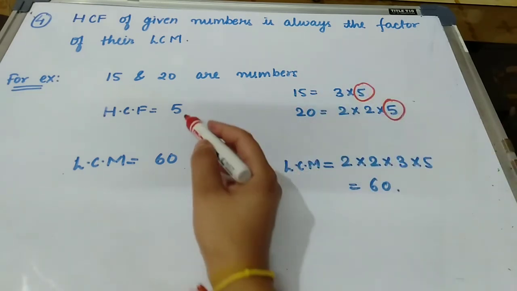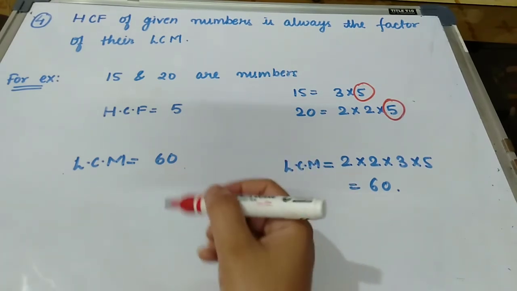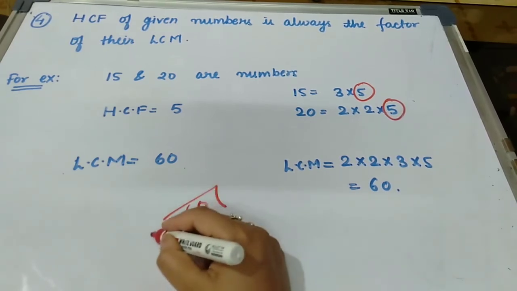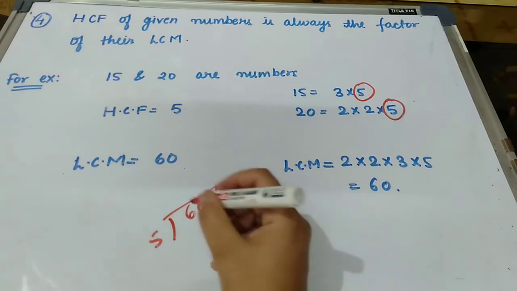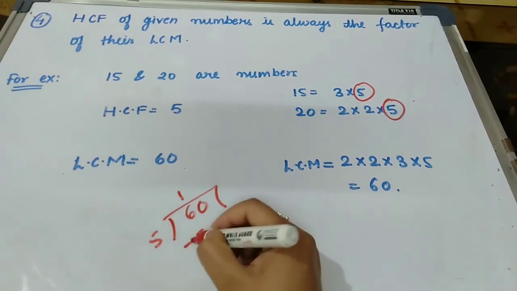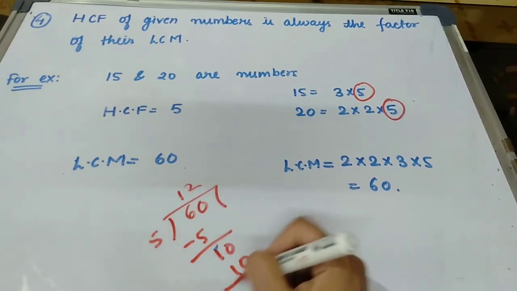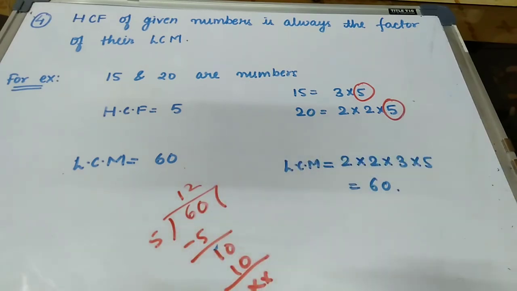Now let us see whether this HCF is a factor of 60 or not, a factor of LCM or not. So how we can check? We can check it through division. अगर ये completely divide हो जाता है, that means it is a factor. So 5 ones are 5, and 5 twos are 10. It is completely divisible, so we can say that 5 is a factor of 60. Hence this statement is also true.